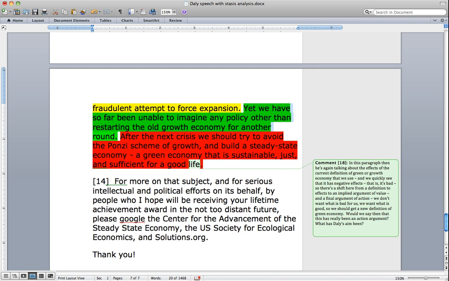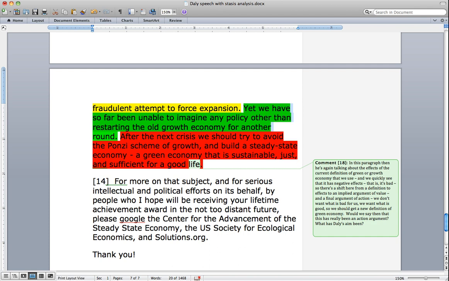And then I've asked here a kind of closing question. Would we say then that this has really been an action argument? What has Daly's aim been? And I think that's a good question for us to end on. Thinking back to Harris's ideas of aim and project and methods, we could say that his methods have clearly been largely to take us through questioning and redefining what we mean by these terms, growth economy, green economy, and that his aim has been to give us a new definition. But of course, we don't just need a new definition for the sake of having a new definition. We need a new definition to do something with it. So while we might say that his final point is, of course, to propose a different way of seeing things and therefore a different way of doing things.